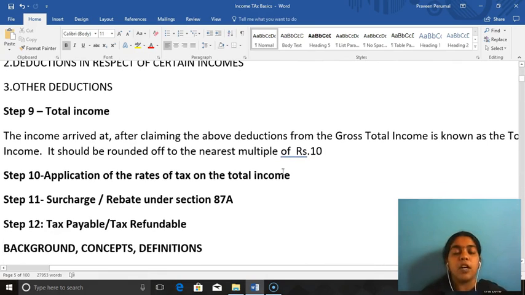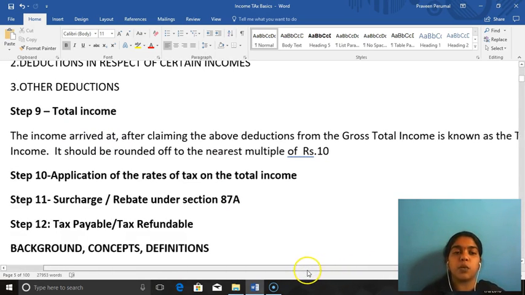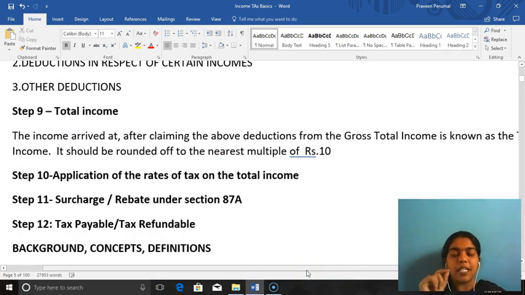Next is total income. Gross total income minus deductions gives total income. Income arrived at after claiming the above deductions from the gross total income is known as the total income. So GTI minus deductions will give you the total income, which should be rounded off to the nearest multiple of 10. This is very important. Always the total income is to be rounded off to the nearest 10.